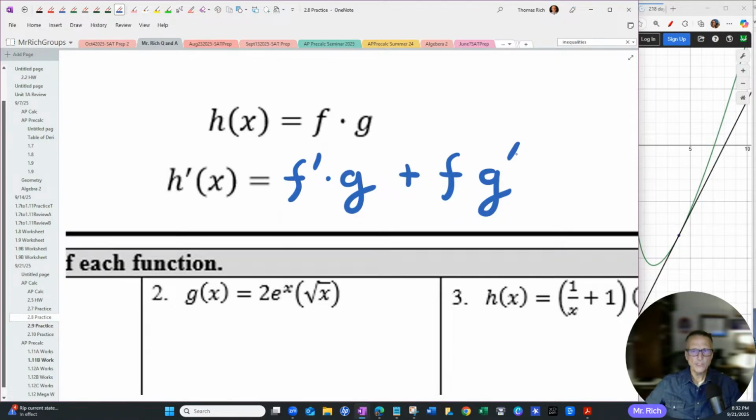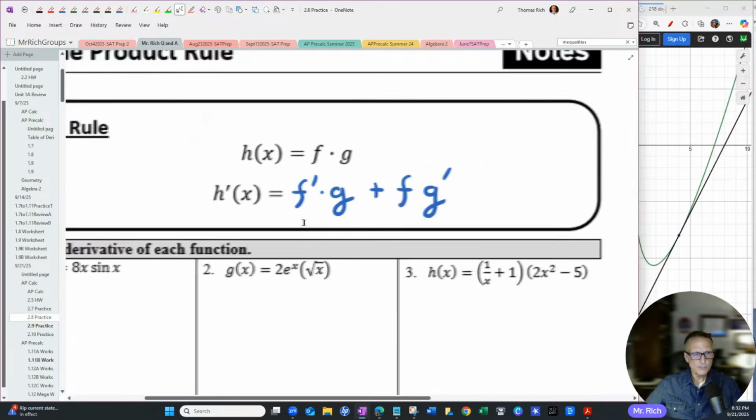How do we use that? Or what does it look like? Or how do we know we're supposed to use it? And then how do we use it? Let me show you some examples.